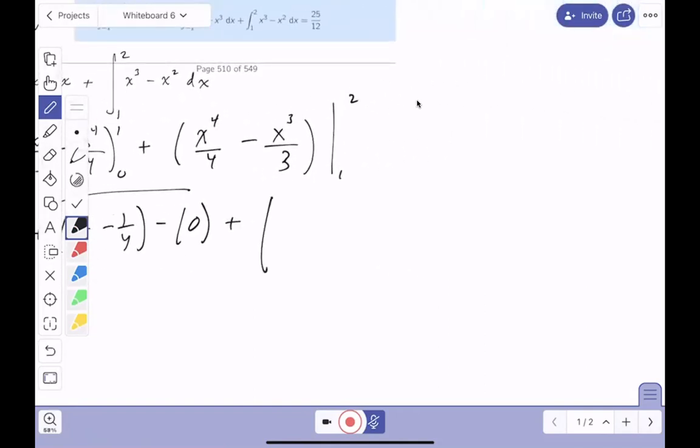What do you get over there? A little more complicated, but I'll do it for you. 2 to the 4th power is 2 times 2 is 4, 8, 16, so 16/4. Minus 8/3. Minus, well, I got some troubles here. I'm going to put it down, 1/4, and that's -1/3.